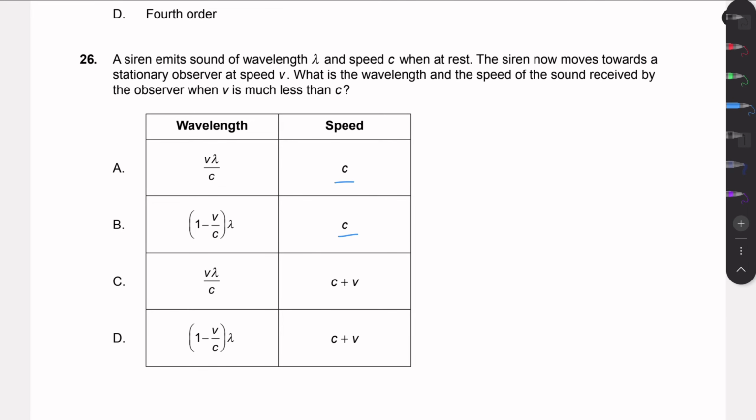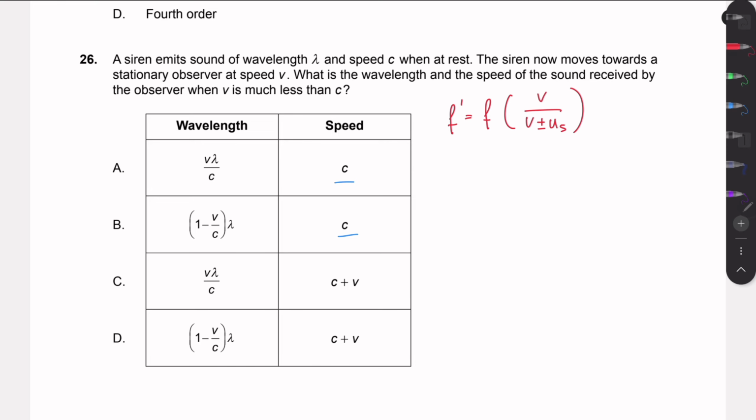And then we need to see how the wavelength changes. We're going to need to see what formula we can use from the data booklet. And here we have a moving source, so we're going to need to use this, as it says in the data booklet, like this.